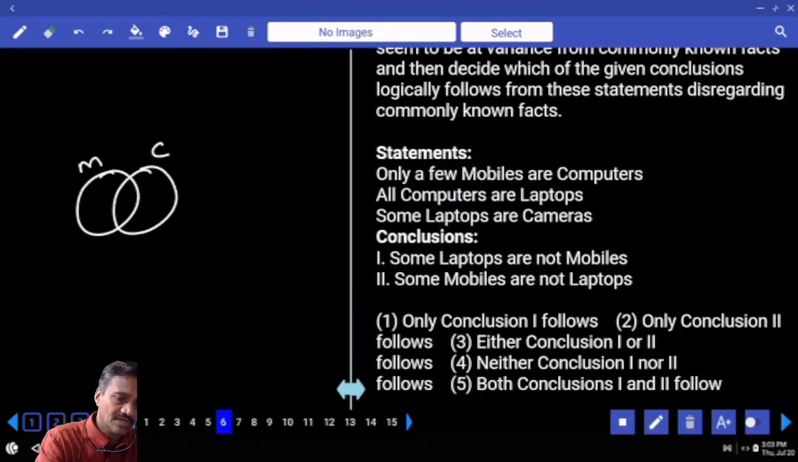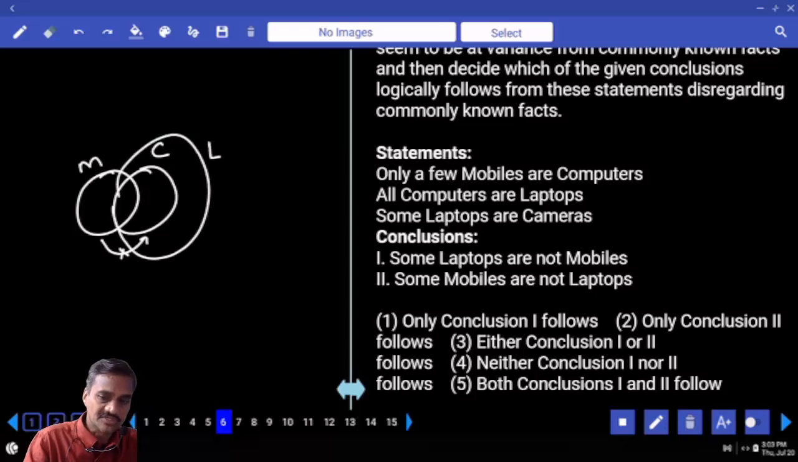Only a few mobiles are computers, and only some mobiles are computers, but not all. All computers are laptops. All these computers are laptops, and some laptops are cameras. Isn't it? Now this is computer.